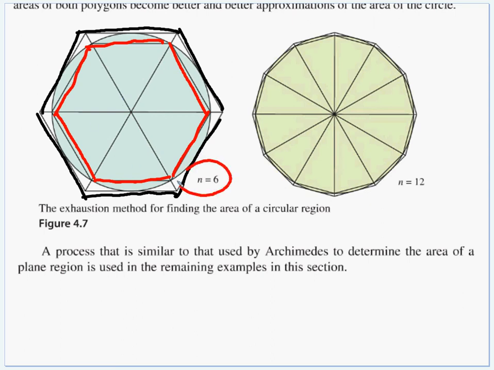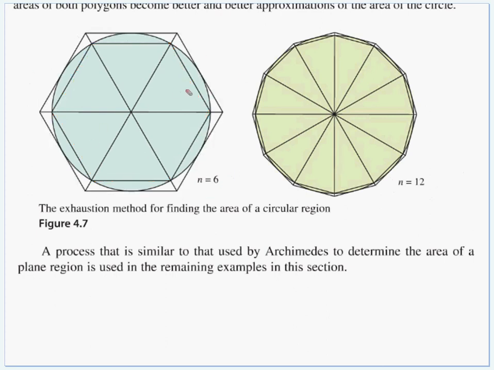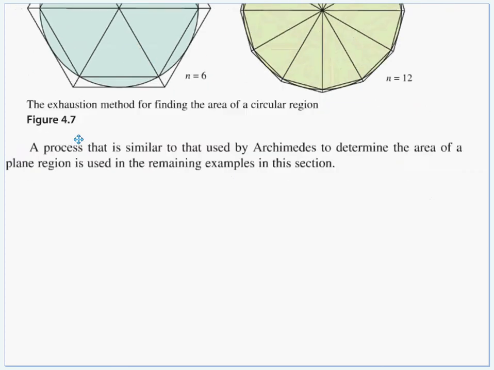If it was good for a 6-sided polygon, how about a 12-sided polygon? Notice now the error, the over and under estimate, has gotten much, much smaller. And you could do this out to, I think Archimedes might have taken it out to a 100-sided polygon and got a very, very good idea of the area of a circle and a very good estimate of pi.